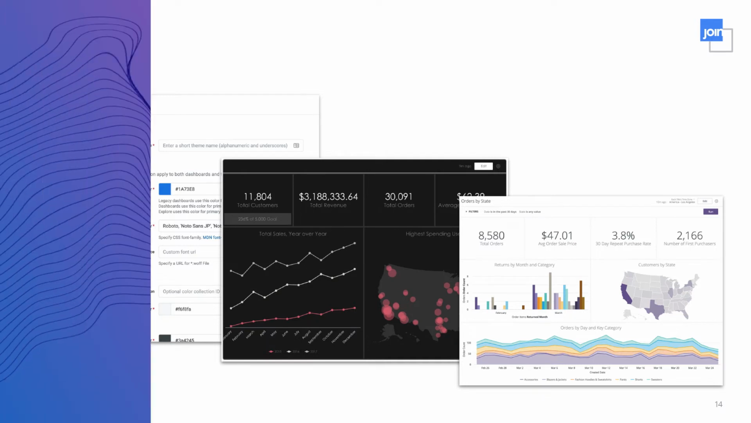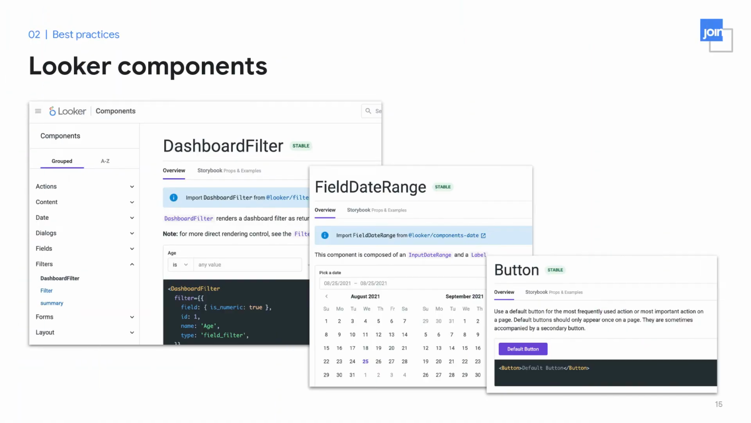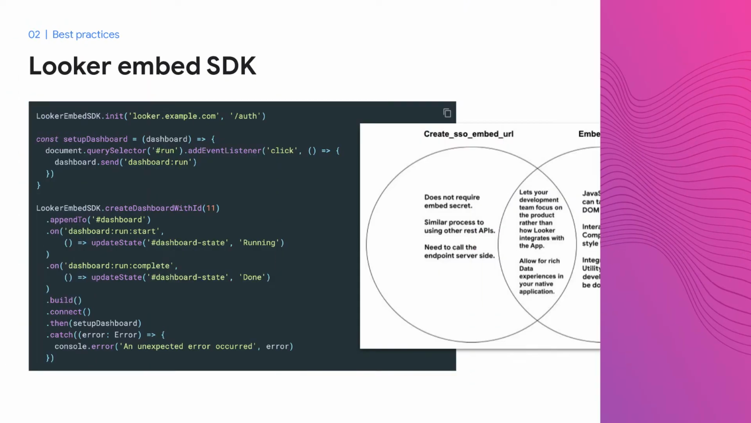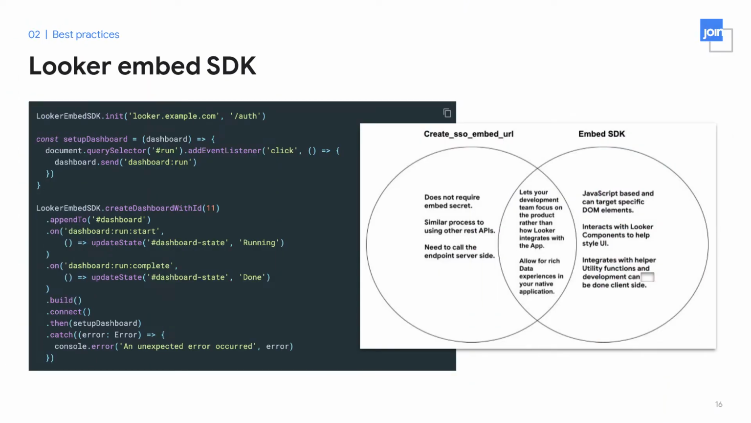Looker components are a great way to include a filter or a button outside of the embedded iframe, but still maintain consistent UI with Looker. The Looker component library is a set of pre-built React UI components, and you can use them in your web apps.